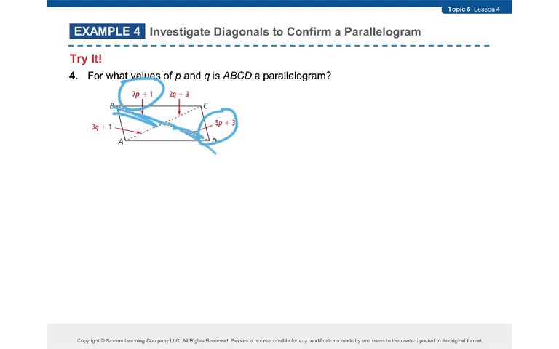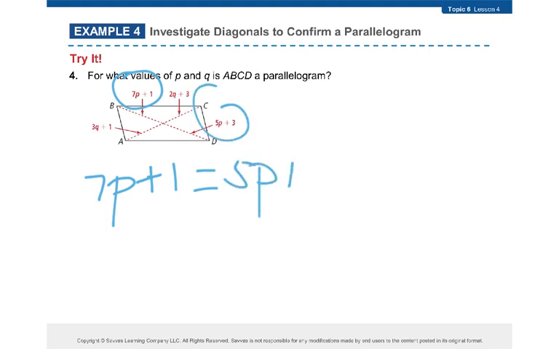Of course, the same concept applies to the other diagonal, which is 3q plus 1, and the other segment right here, which is 2q plus 3. So you will also equate both expressions. I'll help you set up the equation. For the p's, that would be 7p plus 1 is equal to 5p plus 3.